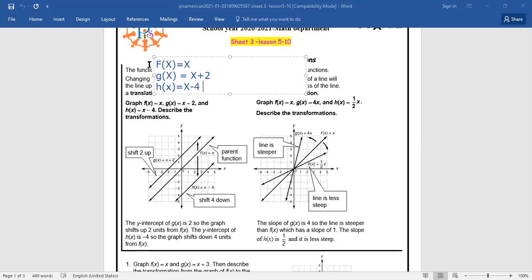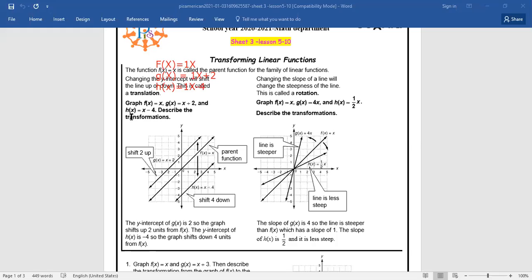At the beginning, we check the slope. The first one has a slope of 1, the second one has a slope of 1, and the third one has a slope of 1. So this one, which type of transformation is it? It will be translation. Okay, and what is the difference between the three functions?